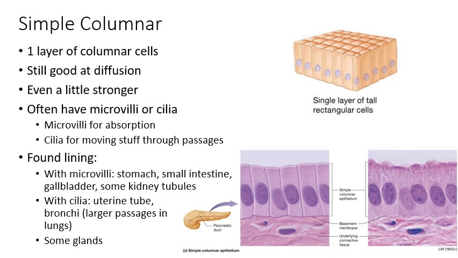On the other hand, you could have cilia located on that apical surface, which are sort of little whips basically that beat and move stuff along the surface. So for instance, in your lungs, in the bronchi, which are the larger passages in your lungs, you would find those lined with simple columnar epithelial tissue that has cilia on it.